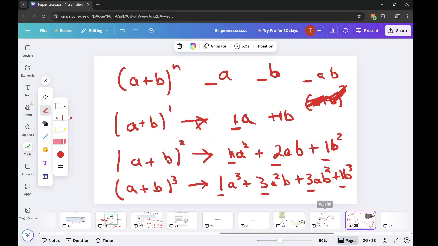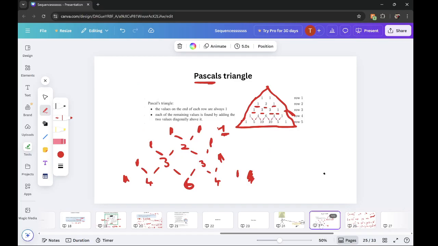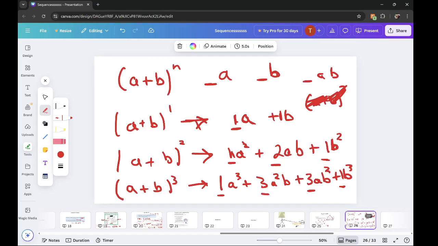If you're expanding something to the power of a large number, you have to use Pascal's triangle. You cannot expand it by multiplying again and again. That's a lengthy process. You won't have time in the exam. So they invented something called Pascal's triangle to help you out. I hope you understand the gist of what Pascal's triangle is.